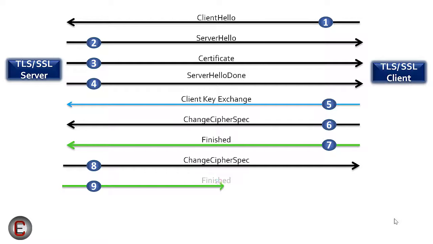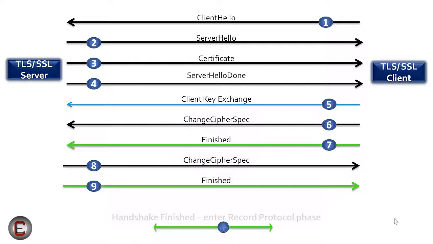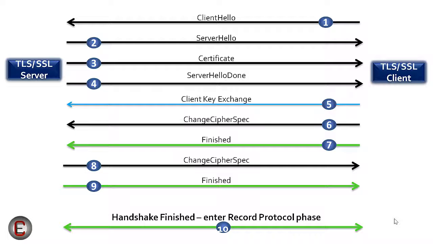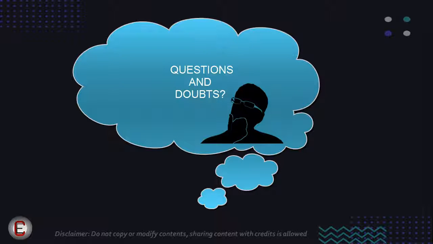The finished server message. This is the same as the client finished message. Now it's just that the server wants the client to decrypt all the messages successfully. The record protocol phase follows, and here all the messages are encrypted using the cipher that was negotiated at the initial stages. You might have some questions about why certain things happened during this handshake.